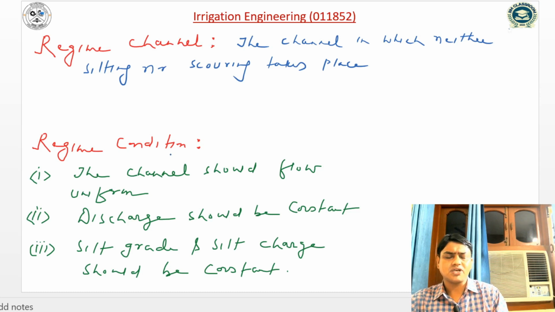Regime condition has various conditions. The first one is that the flow should be uniform. The second one is that the discharge should be constant, and silt grade and silt charge should be constant. Silt grade means the size should be the same, and silt charge means the quantity of silt in any channel will be constant.